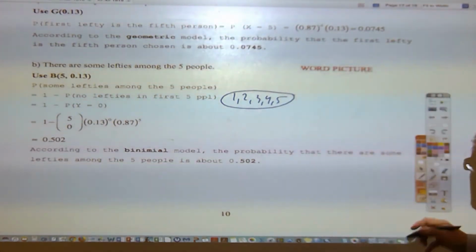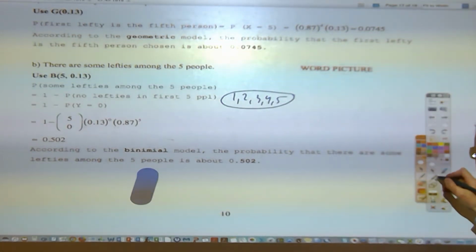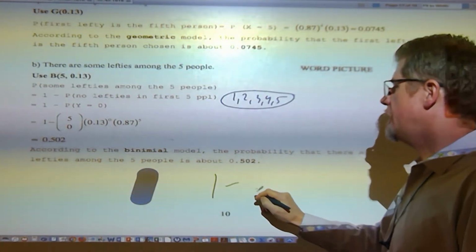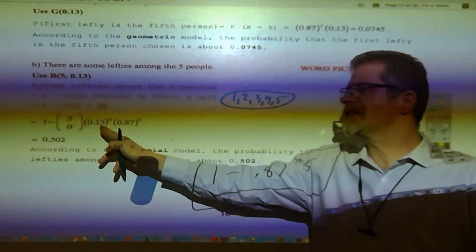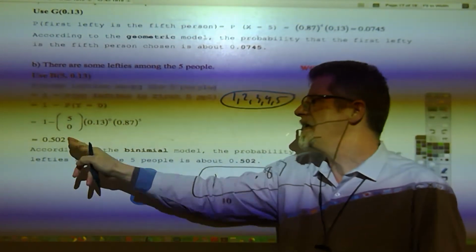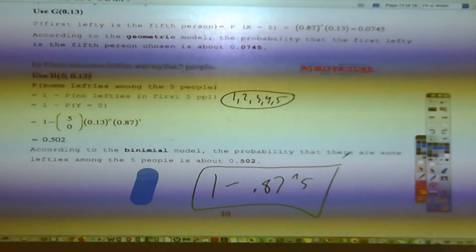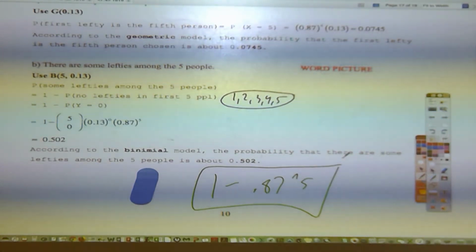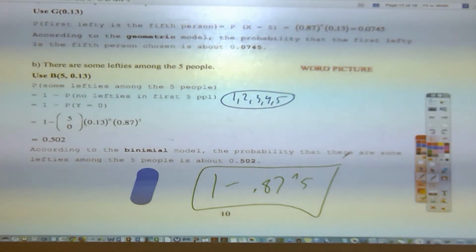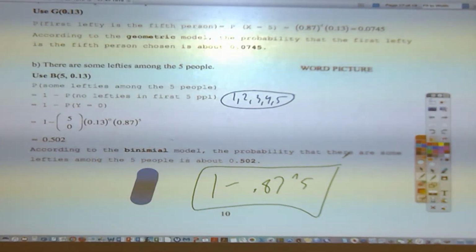So what's the fastest way to type that into your calculator? I honestly think the fastest way is to just type in the number 1 minus 0.87 caret 5. Because 0.13 to the 0 is just 1. There's no point in typing that in. And 5 choose 0 is just 1. So on your calculator, practice typing in 1 minus 0.87 to the 5th, because I think that's the fastest way to type it in. You don't always have to use binom CDF. You should be able to get the answer of 0.502 by doing just that. I'll give you that.